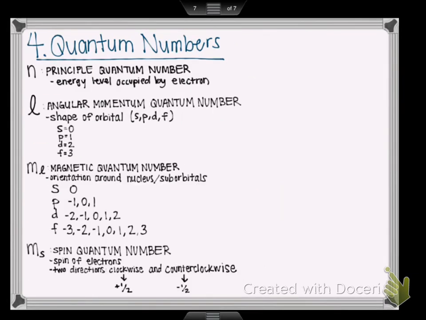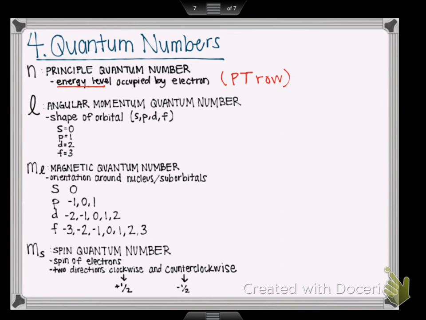The last section is quantum numbers, and this is going to be super confusing until we actually do it while looking at your periodic table. So I just want you to copy down what is on here. You've got N, L, M of L, and MS. That order is always going to be the same. You're always going to have your numbers listed in this order. N stands for the principal quantum number, which is just the energy level occupied by the electron. So energy level, we know this is the periodic table row number.